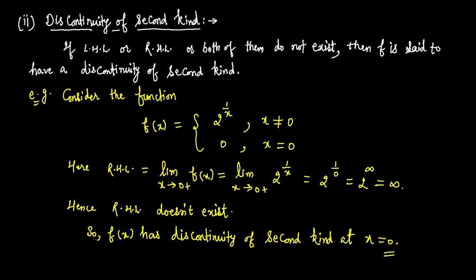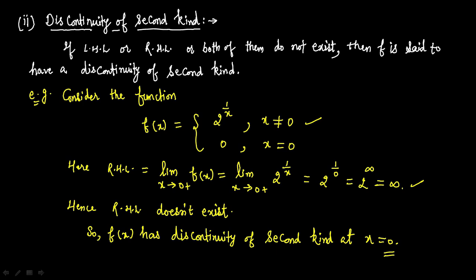Consider the function f(x) equal to 2 raised to 1/x when x is not equal to 0, and 0 when x is equal to 0. If you compute the RHL, limit x approaching 0 plus f(x), put the value of f(x) from here, when x is not equal to 0, it is 2 raised to 1/x. So when you put the value of x as 0, it is 2 raised to 1/0, which becomes 2 raised to infinity, that is infinity. So it does not exist. So we say that RHL does not exist. That means f(x) has discontinuity of second kind at x equal to 0.